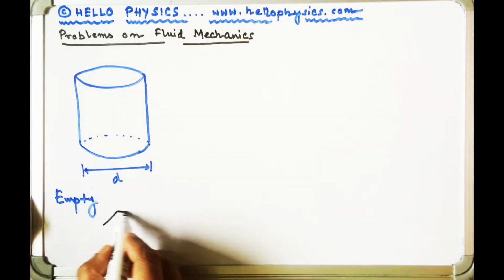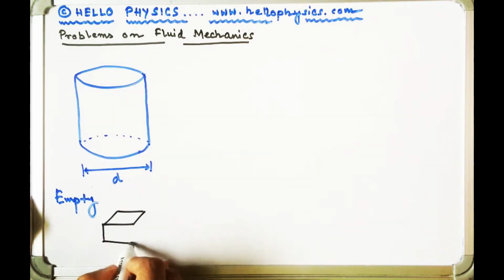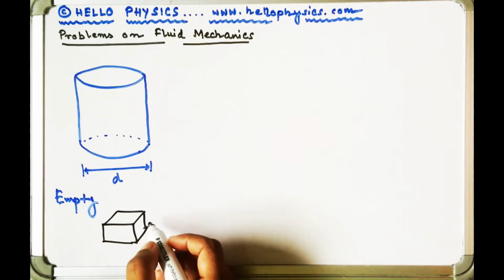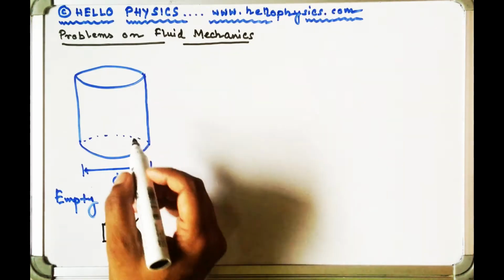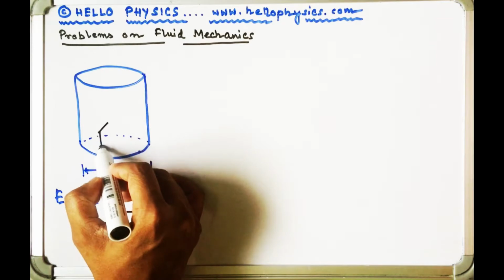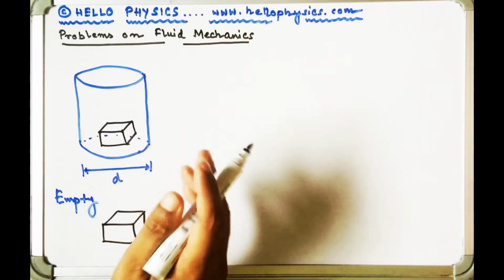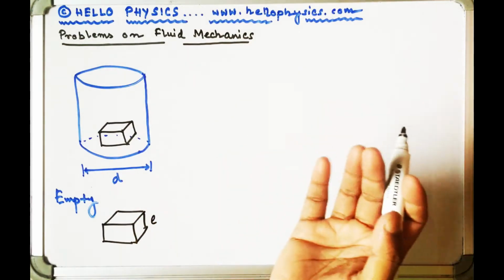Now, what is done is, inside the container, an ice cube is placed. Ice cube means an ice piece which is shaped in the form of a cube. The sides of the ice cube are, let's say, equal to L. So, it is placed inside the container and kept like this.